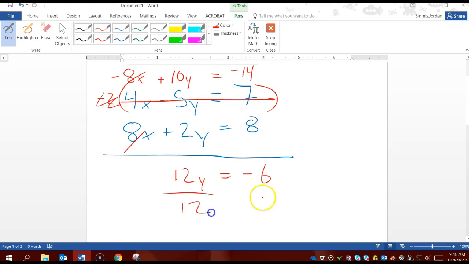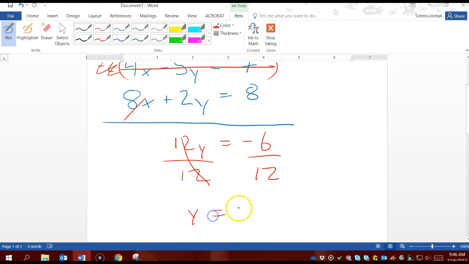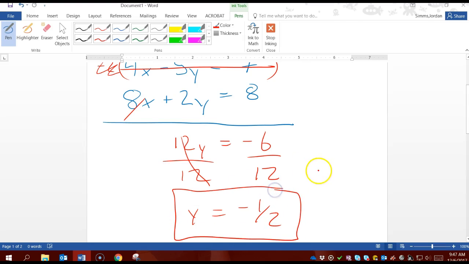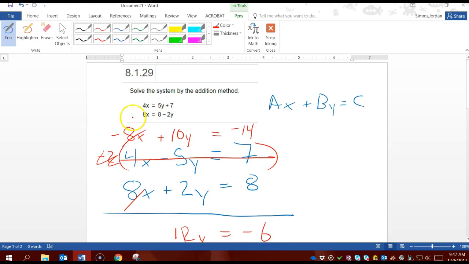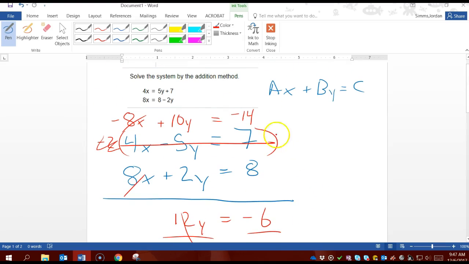Next, we'll divide both sides by 12 just to isolate our variable. And that's going to equal -1/2. Okay? So there we go. We have now isolated one variable. It's a fraction, but that's okay. Next, we'll go back up into here. You could do the here or here. It's basically the same thing. I just rearranged it a little bit, and we're going to solve for x because we know what y is.